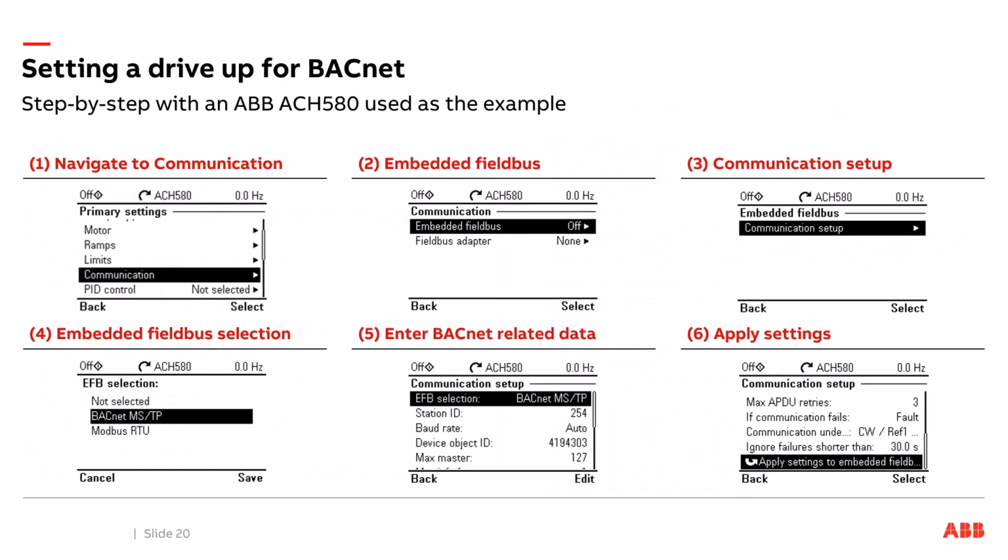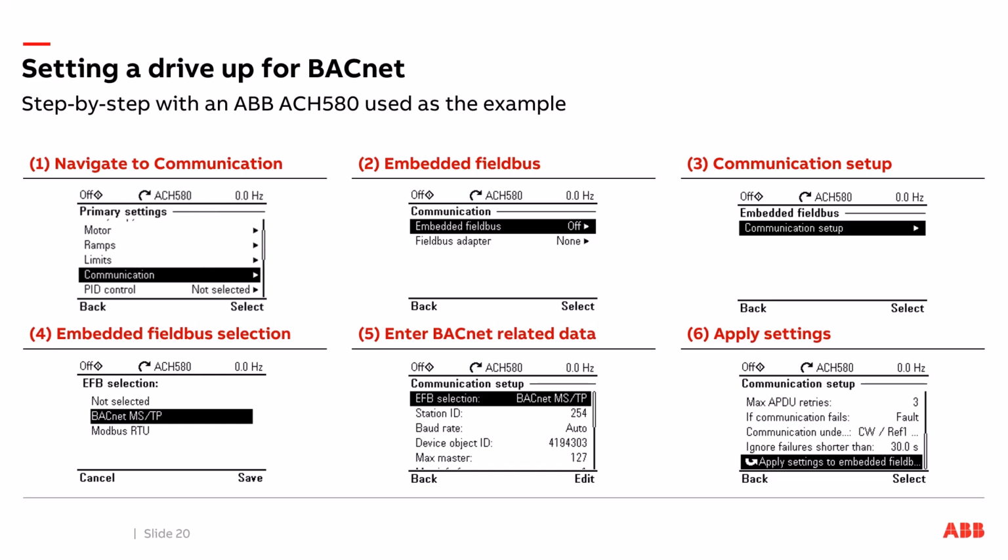Now I'm going to take a look real quickly at an ACH580. This is an ABB HVAC drive, just to show you how easy it is to set up BACnet from the programming side of things. So I would navigate to communication within the primary settings, hit the right arrow or the select button, either one, go to embedded fieldbus, go into there, go to communication setup as step 3. Once I go there, and now I'm at step 4, I can choose, say, BACnet MSTP as my embedded fieldbus. Highlight BACnet MSTP, hit save, and now I'm on all the different configuration items for BACnet MSTP.